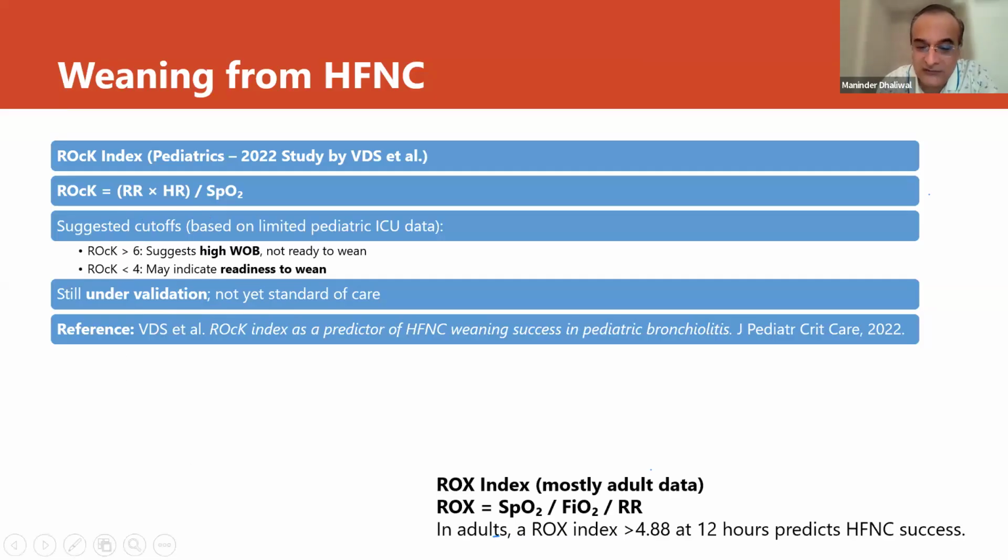There's one more which is very commonly used in adults, which is SpO2 divided by FiO2 divided by respiratory rate. Because the saturation is on top, a ROX more than 5 is considered a good weaning criterion. If it is more than 10, it is considered a very good weaning criterion. That means it's a good saturation with a lesser FiO2 and the respiratory rate is less. So that would be good. So the adult ROX index is different.